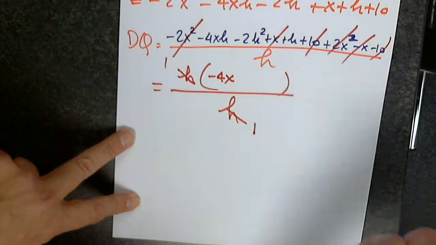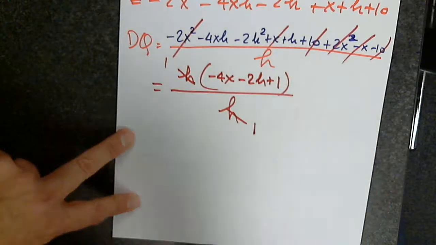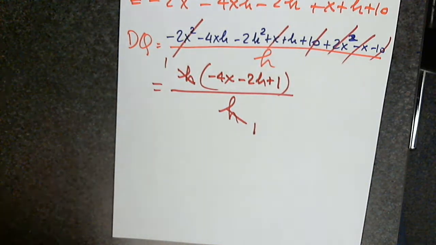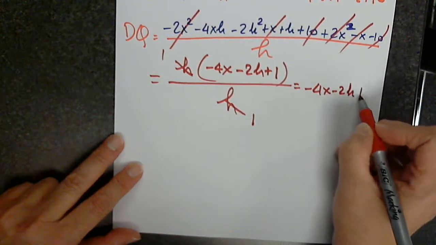Negative 4x plus 1. Remember, three terms? You have to have three terms in parentheses. So then the final simplified form is negative 4x, negative 2h plus 1.